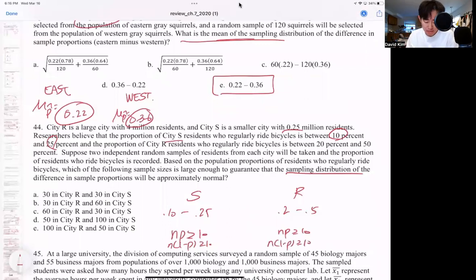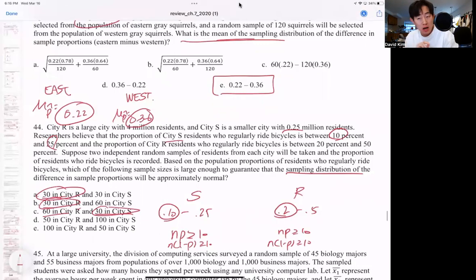Now, right out of the gate, if I just use 60 in city R, which will actually work, but 30 in city S, I mean, I'm talking about these numbers. There's no way, if I'm using the smallest possible proportion in the range, 30 multiplied by 0.2 gives you 6. There's no way that's going to fly because I need it to be greater than or equal to 10. Same thing with city S, 30 times 0.10 is even worse. So we're going to eliminate A, B, and C right out of the gate because when you use N times P, the rule of large counts, it's simply not bigger than or equal to 10.